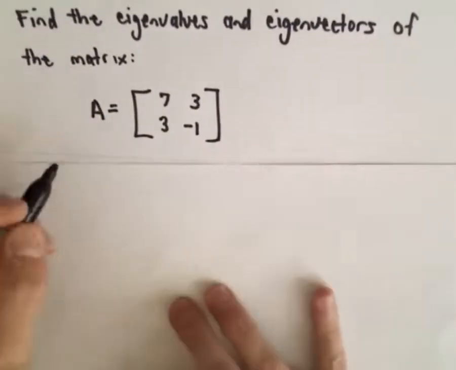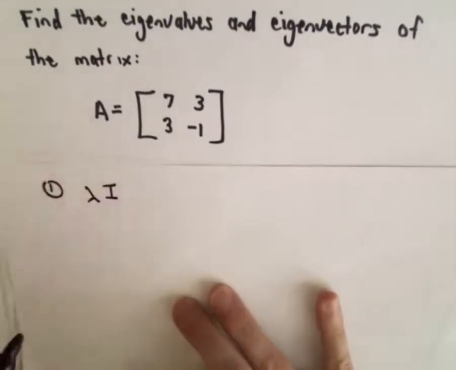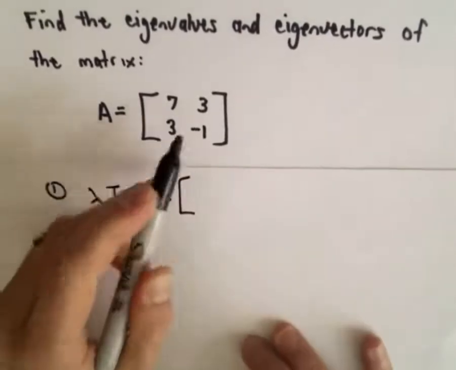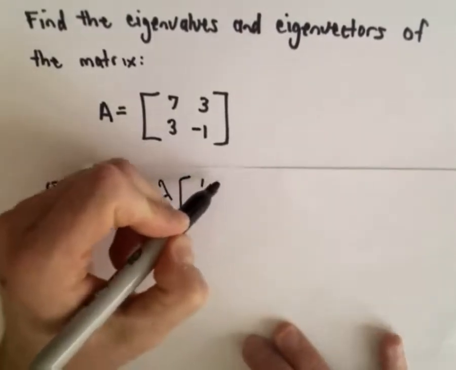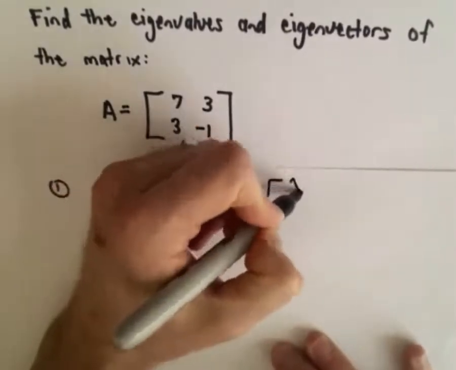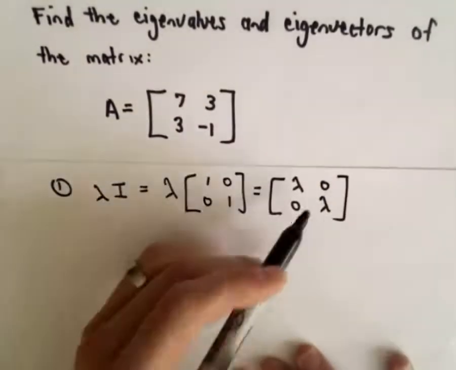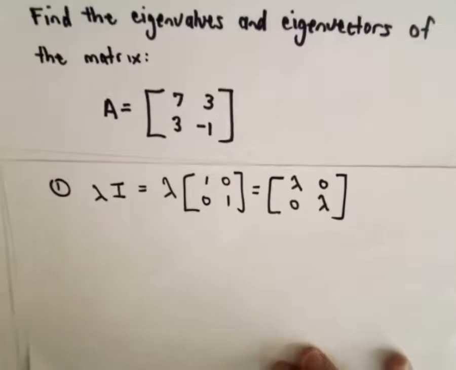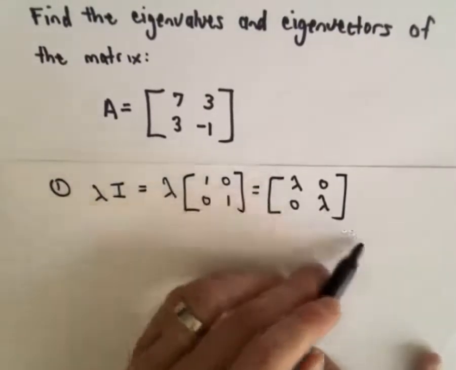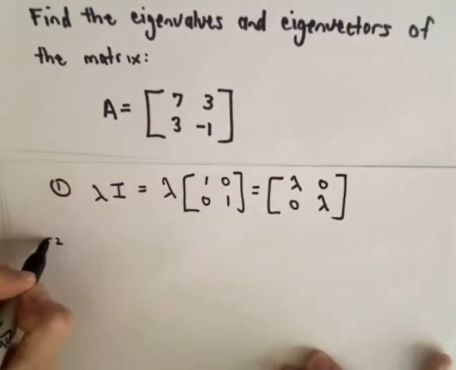Okay, so the first step, again, we'll take lambda and multiply that by the identity matrix. The identity matrix for a 2x2 matrix will have entries 1, 0, 0, 1. So that just gives us lambda, 0, 0, and lambda. So again, you'll just have lambdas along the diagonal. Well, it will no longer be an identity matrix, but you'll have lambdas along the diagonal and zeros everywhere else after you multiply the identity matrix.